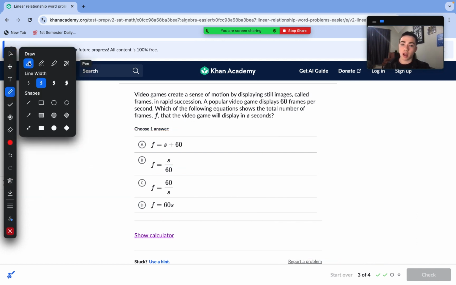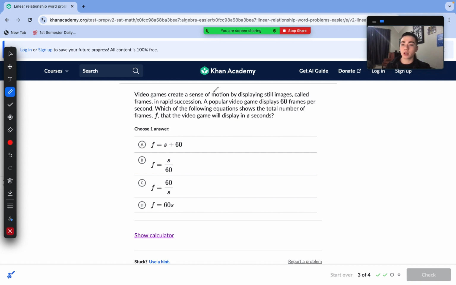Video games create a sense of motion by displaying still images called frames in rapid succession. A popular video game displays 60 frames per second. Which of the following equations shows the total number of frames the video game will display in S seconds? So we just need to represent this scenario here.